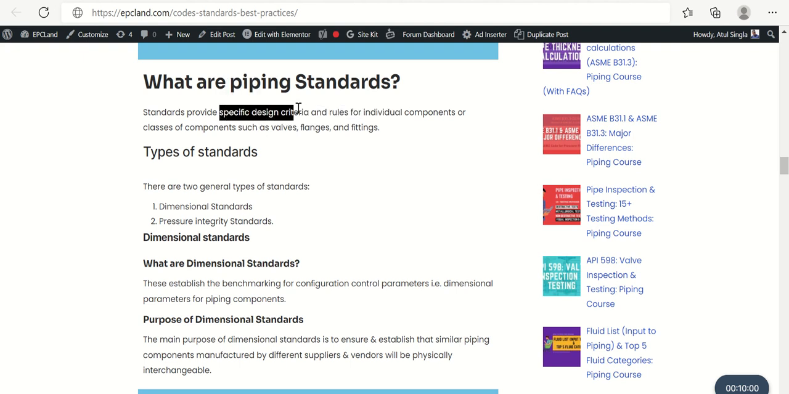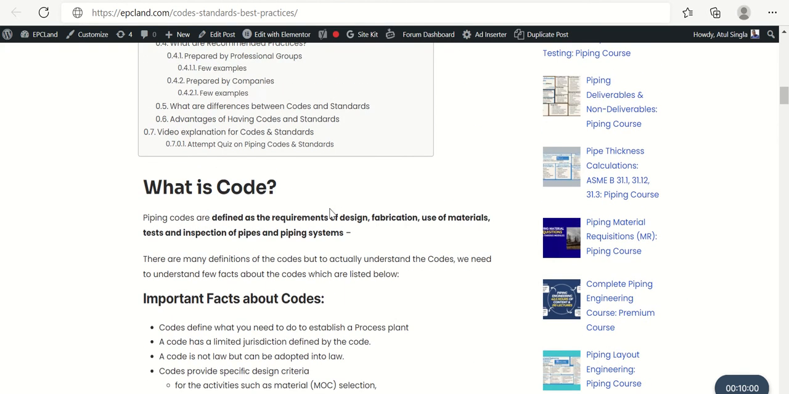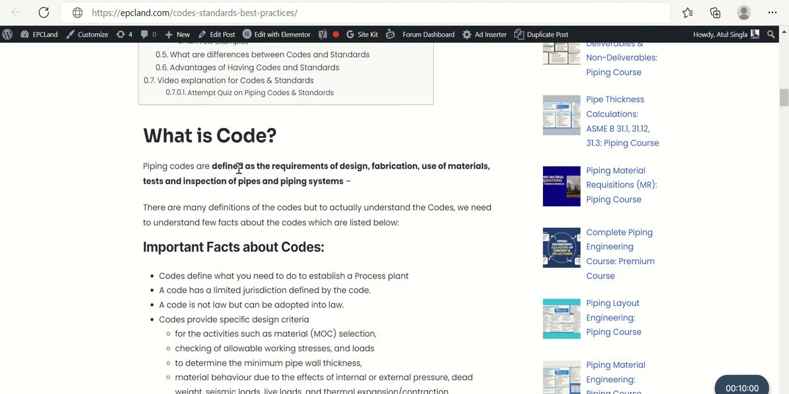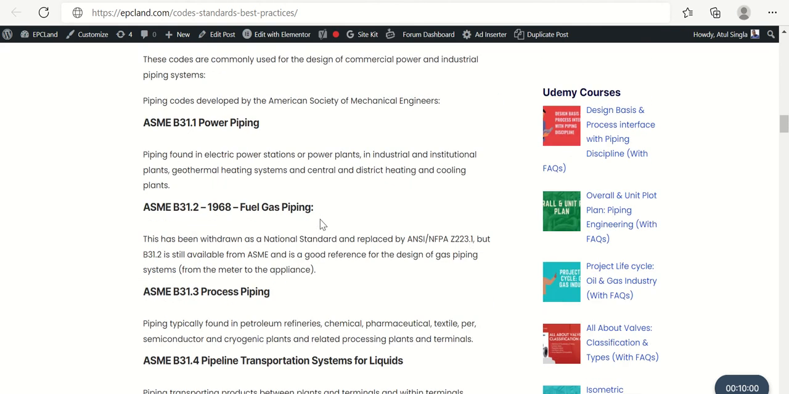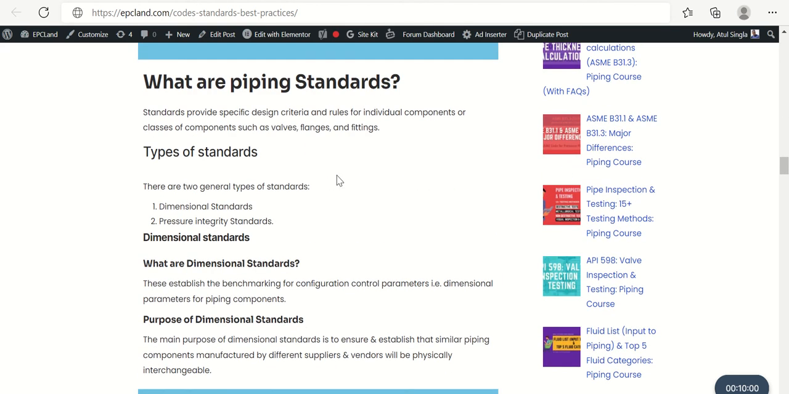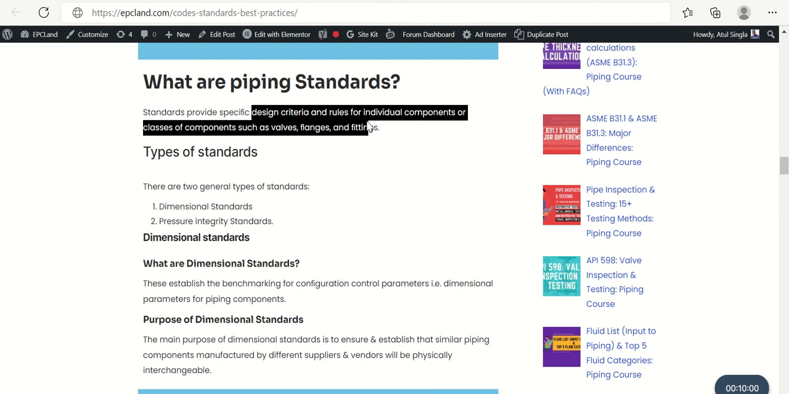So we are going to get the design criteria, rules for individual components, right? So how is it different from code? Let us see. Here it is giving us the requirements, right? If you want to do something, it will tell us what you need to do, right? In piping standard, it is telling us how to do it, right? So this is a basic difference.